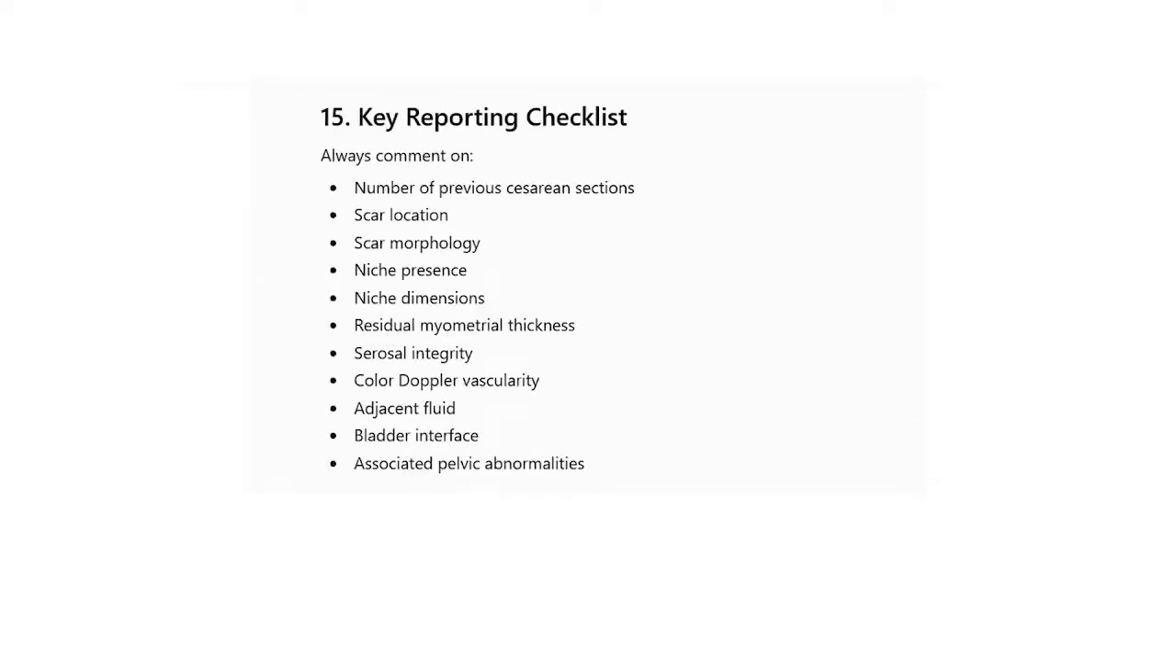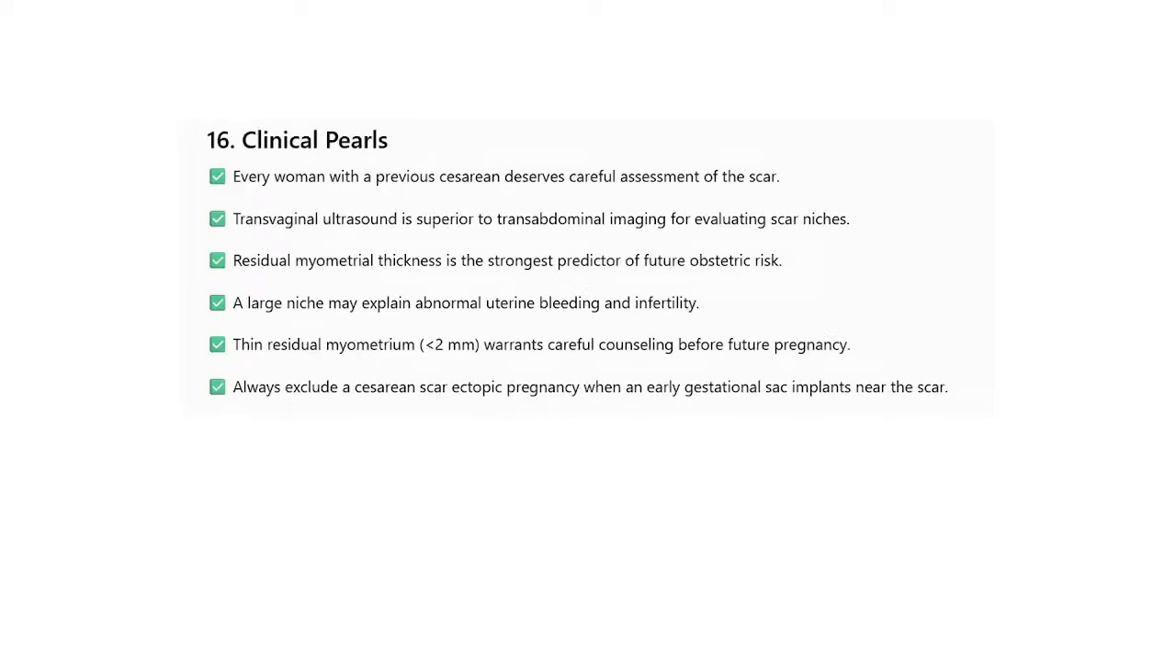So the key reporting checklist: always comment on number of previous cesarean sections, the scar location, the scar morphology, the niche presence, niche dimensions, residual myometrial thickness, serosal integrity, the color Doppler vascularity, adjacent fluid, then bladder interface or associated pelvic abnormalities.